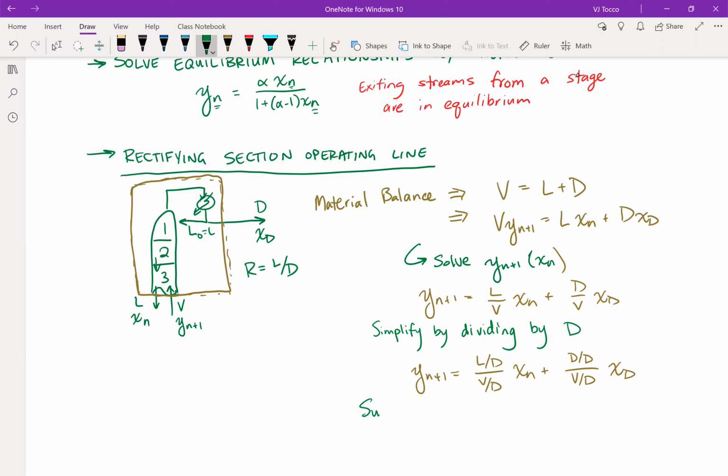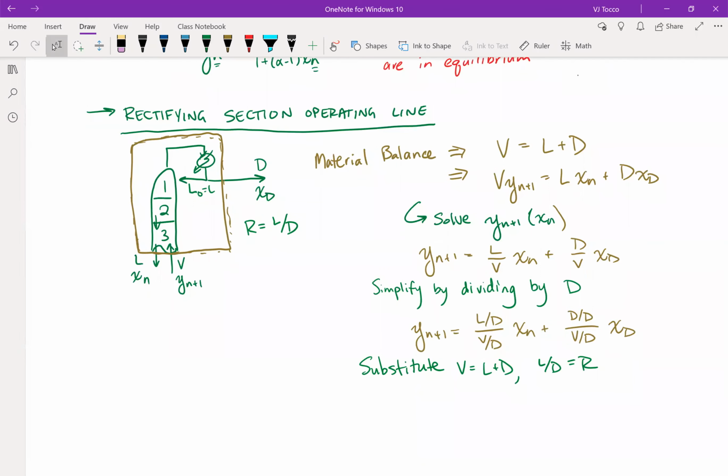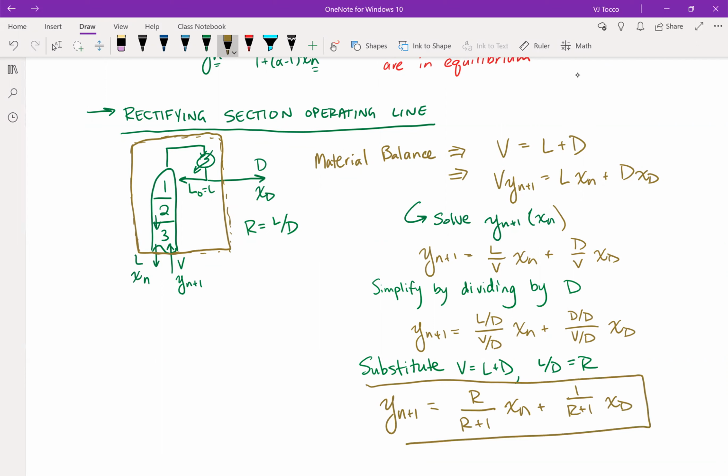So substitute V is equal to L plus D, and L over D is equal to R. And if I do both of these steps in one, you can go ahead and do the algebra for yourself, Y of n plus 1 is equal to the reflux ratio over R plus 1 times xn, plus 1 over R plus 1 times xD. And this is the equation of my operating line for the rectifying section.